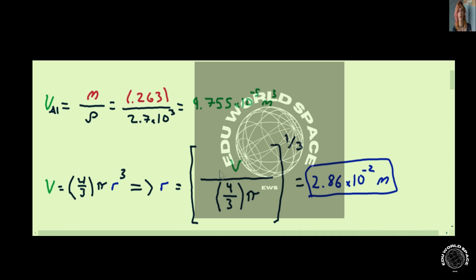So in the end, what we'll be doing is taking that 9.755 times 10 to the minus 5th. We'll divide that by 4 pi over 3, and then we'll take the cubic root of that quantity. And in the end, we'll get 2.86 times 10 to the minus 2 meters, or 2.86 centimeters.